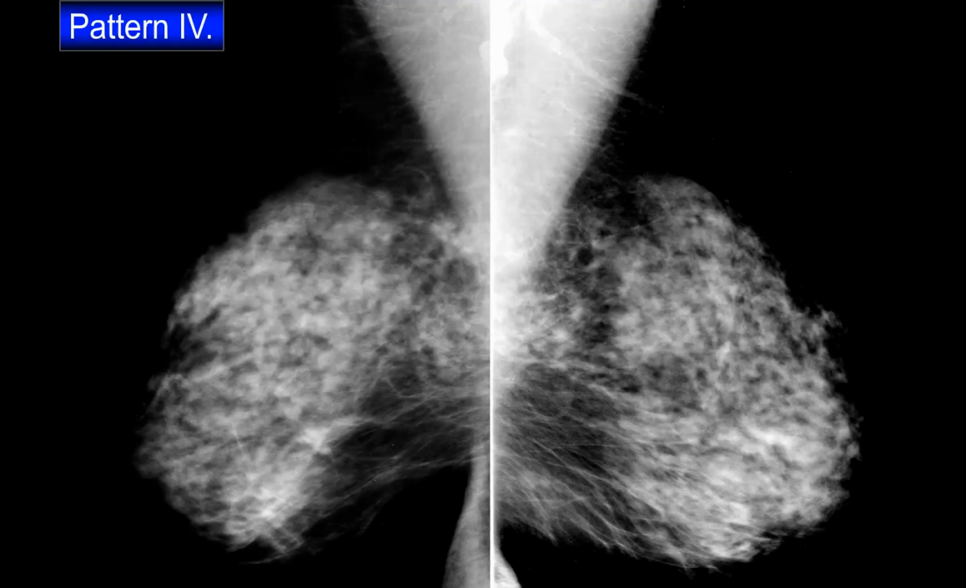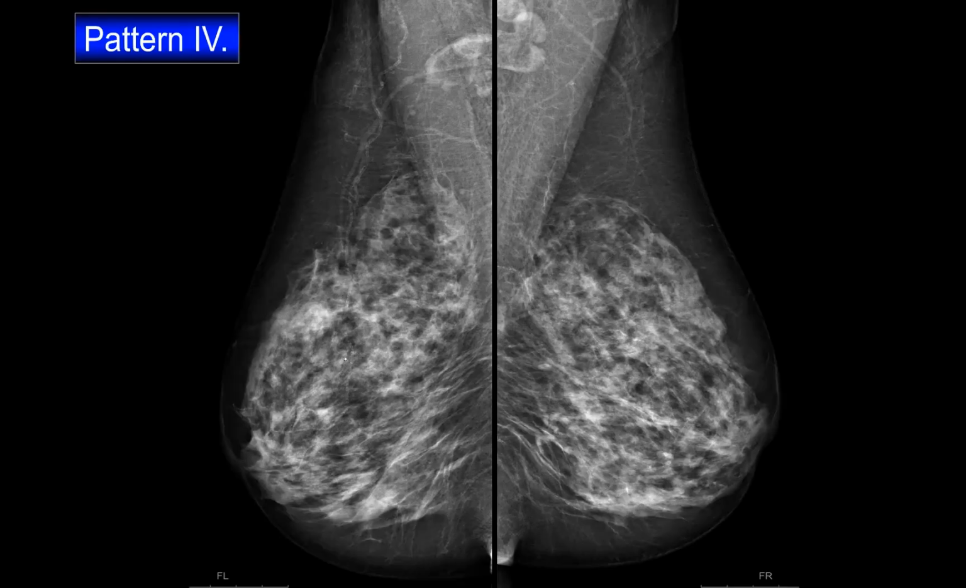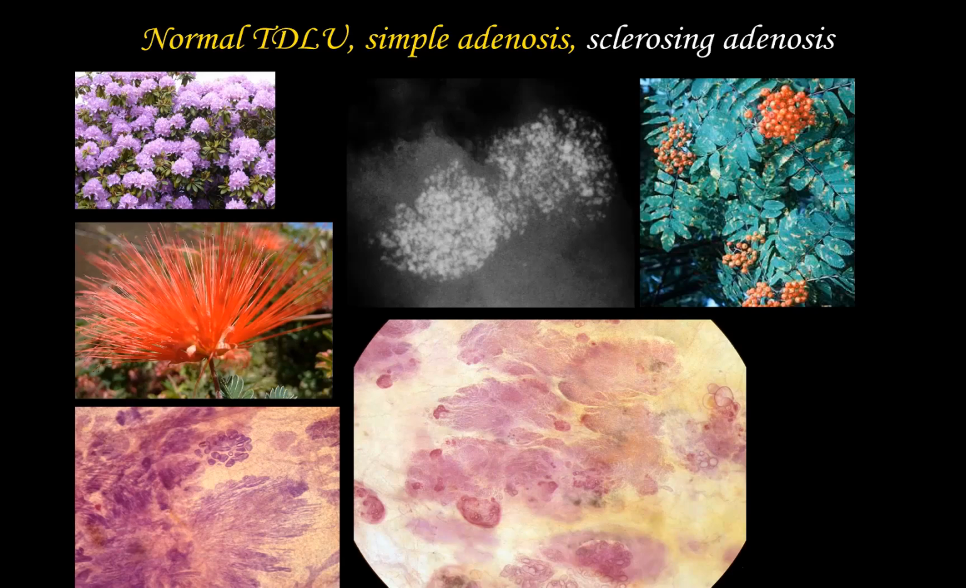So, let me show you. When it was film screen mammogram, she looked like this, like zillions of beans in the bag. Here is her full-field digital mammogram. We are going to add some adjective to this. Let's say simple adenosis. Let's say sclerosing adenosis. I'm going to get back to the sclerosing adenosis term later on, but let me just say it already now.